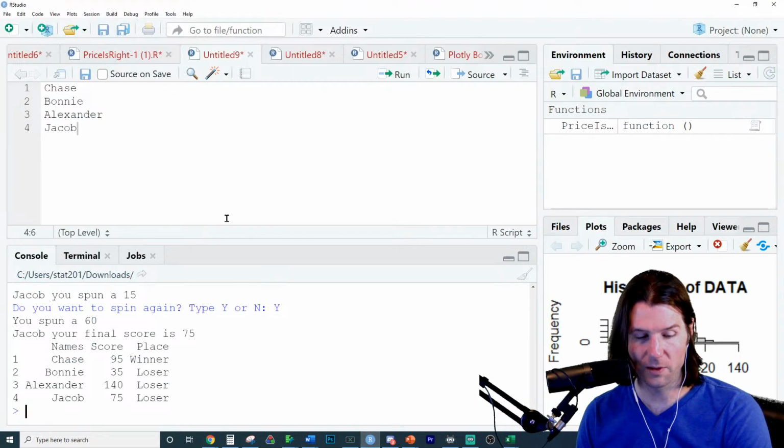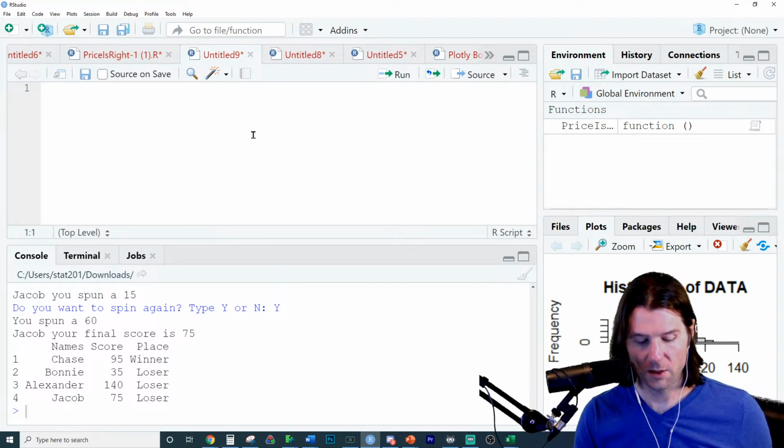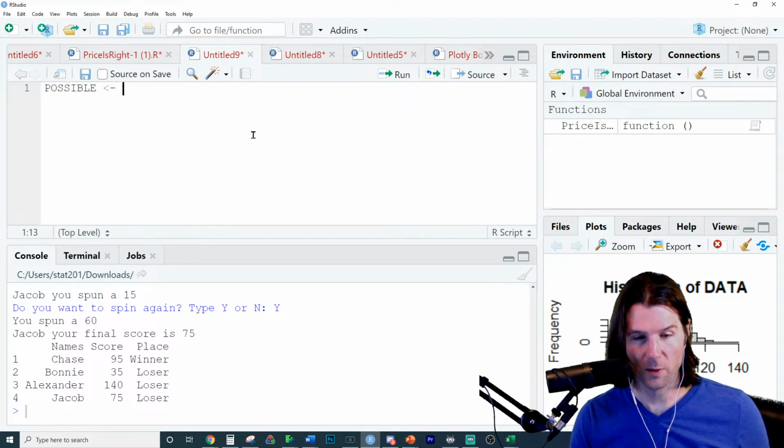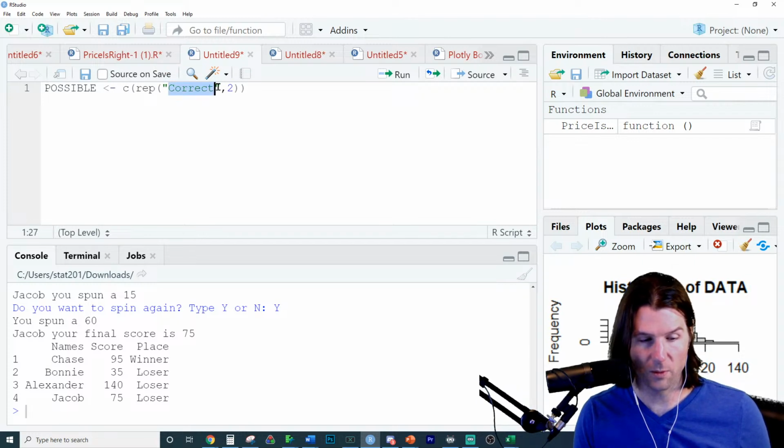Here's what's really interesting. I want to do this. So Connor, I hope you're still here for this, because watch this. Let's go here and let's make a vector of possible. We're going to make in this vector the rep function. We'll rep correct, we just need to rep correct 4 times. And then we rep wrong 1 time.